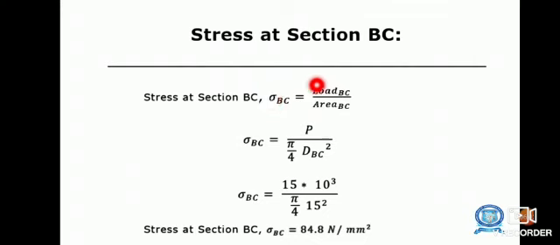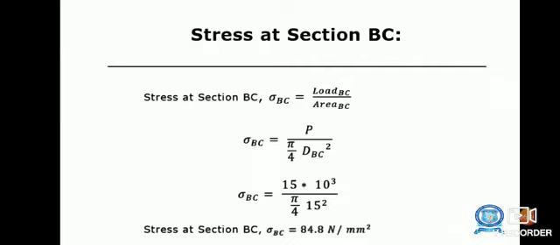So stress on BC is equal to load on BC divided by area on BC. We apply the values. Stress on BC is equal to 15 into 10 power 3 divided by pi by 4 d square. The section 2 diameter is used, that is the portion BC diameter, 15 square. So the value of stress sigma BC is equal to 84.8 Newton per millimeter square.